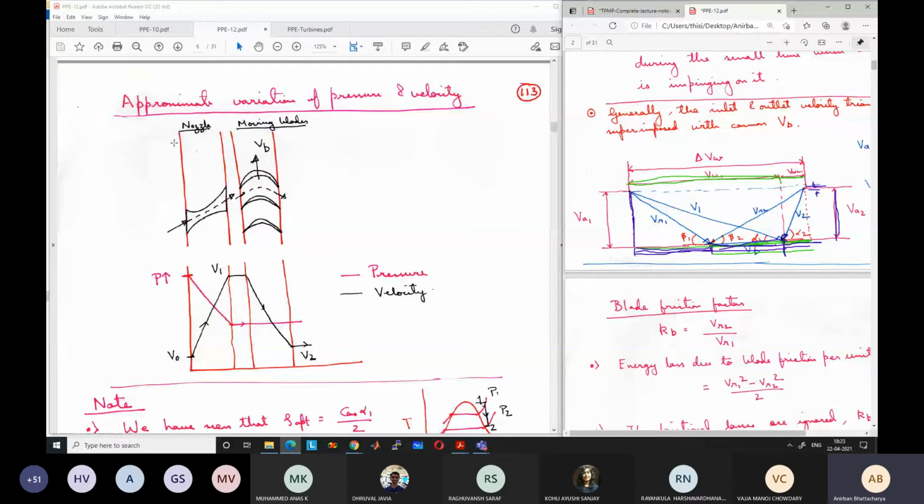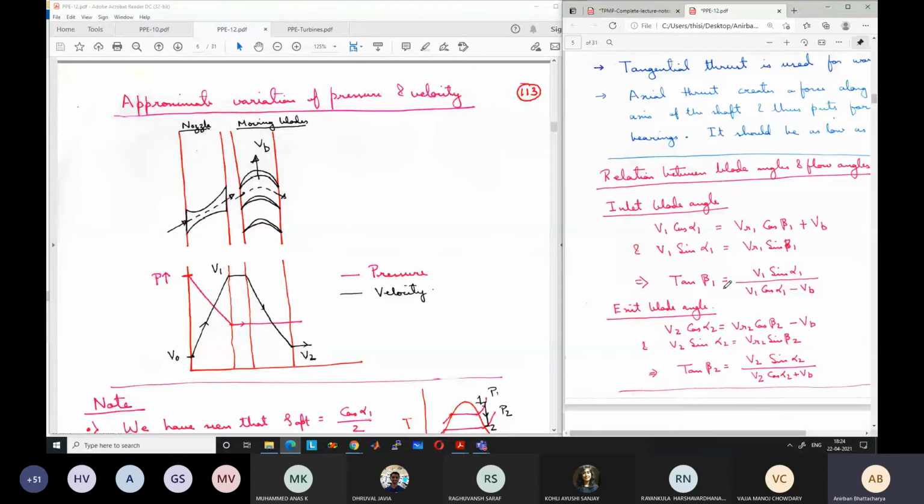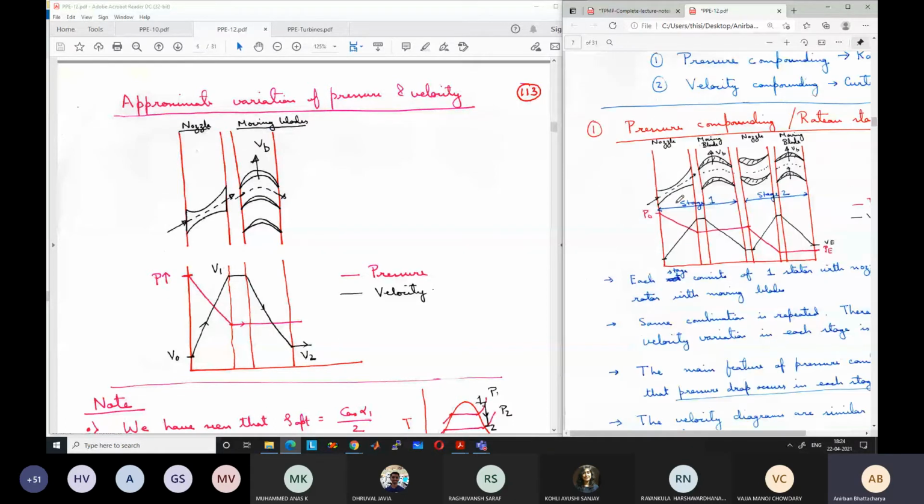Okay, so this is a single stage. Similarly, if we have another nozzle set and another moving blade, that will be another stage. So for example, I will show you one example. So this is stage 1. One nozzle and one set of moving blades. This is stage 1. Similarly, another set of nozzle, another set of moving blades. This is stage 2. Like this, we can have multiple stages. We'll come to this later on today itself.